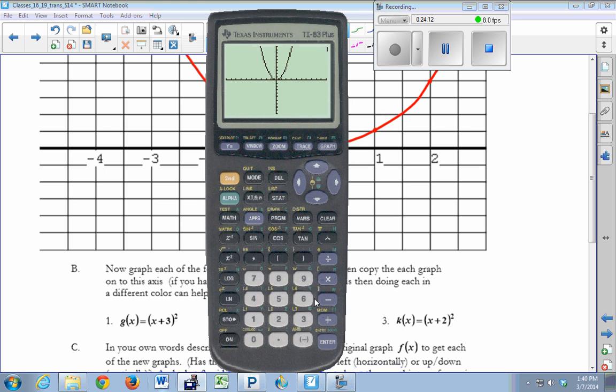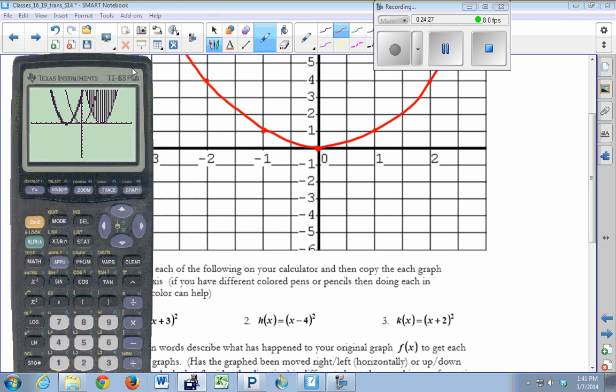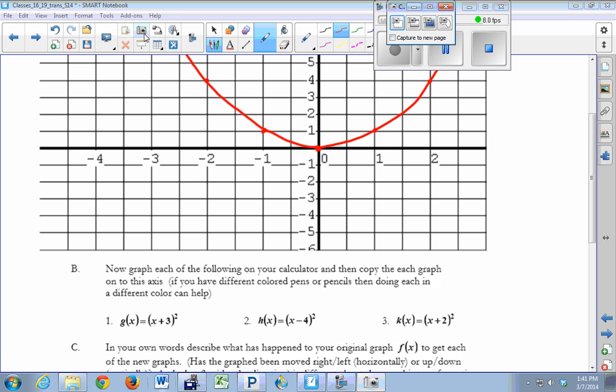And there's x squared. There's x plus 3 quantity squared. And there's x minus 4 quantity squared. So you may have some surprises here. It may not look like what you thought it was going to look like.